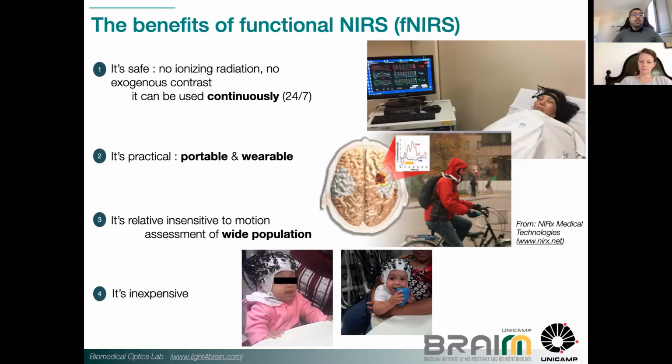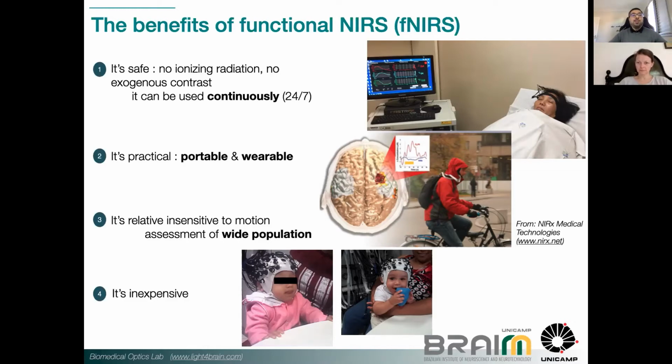The second thing is it's practical. I mean, light sources and detectors can be very miniaturized nowadays. So you can do portable instrumentation, you can do wearable instrumentation. That allows us to image the brain in natural settings, as opposed to just imaging the brain in lab settings, right?